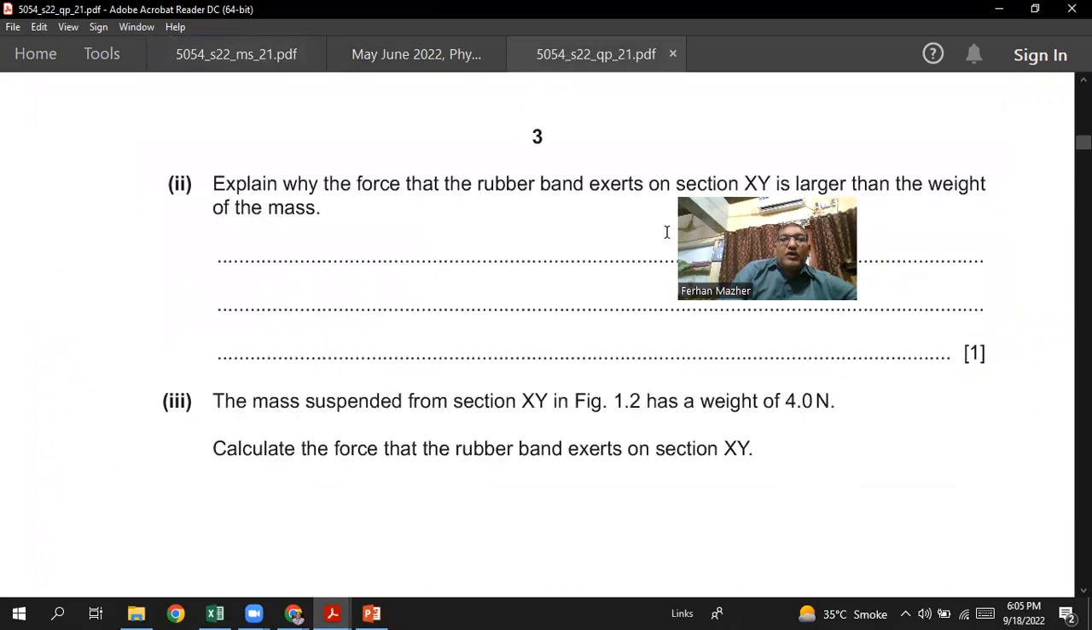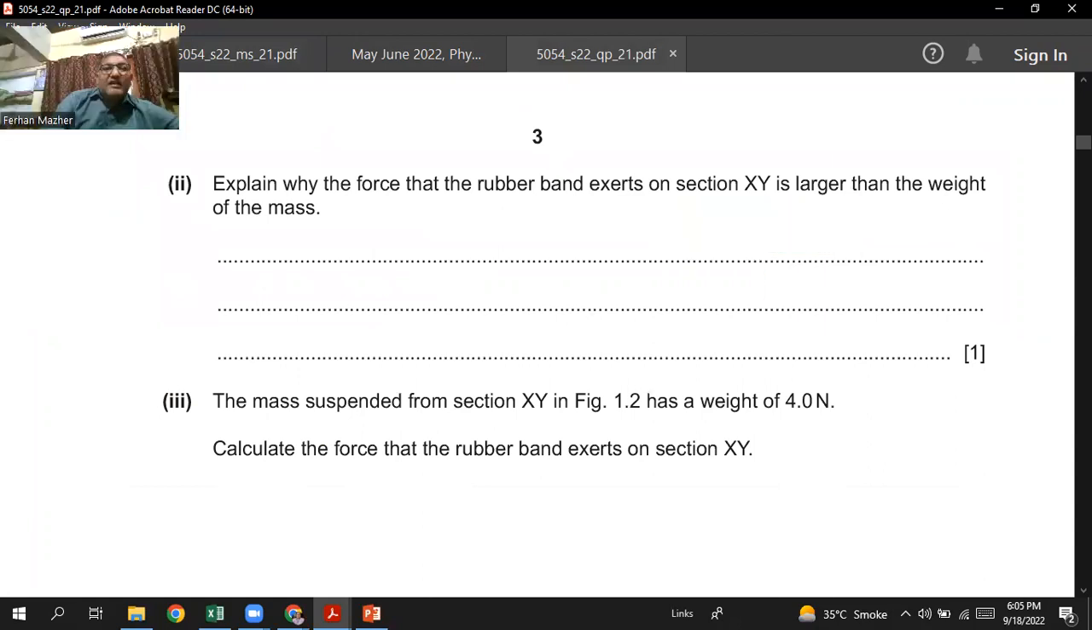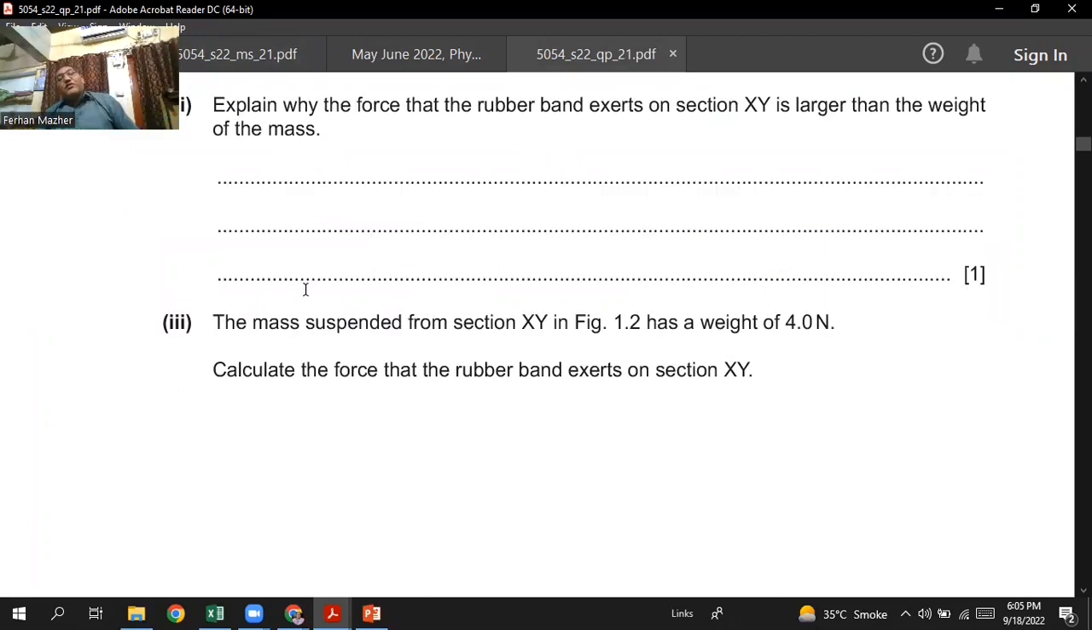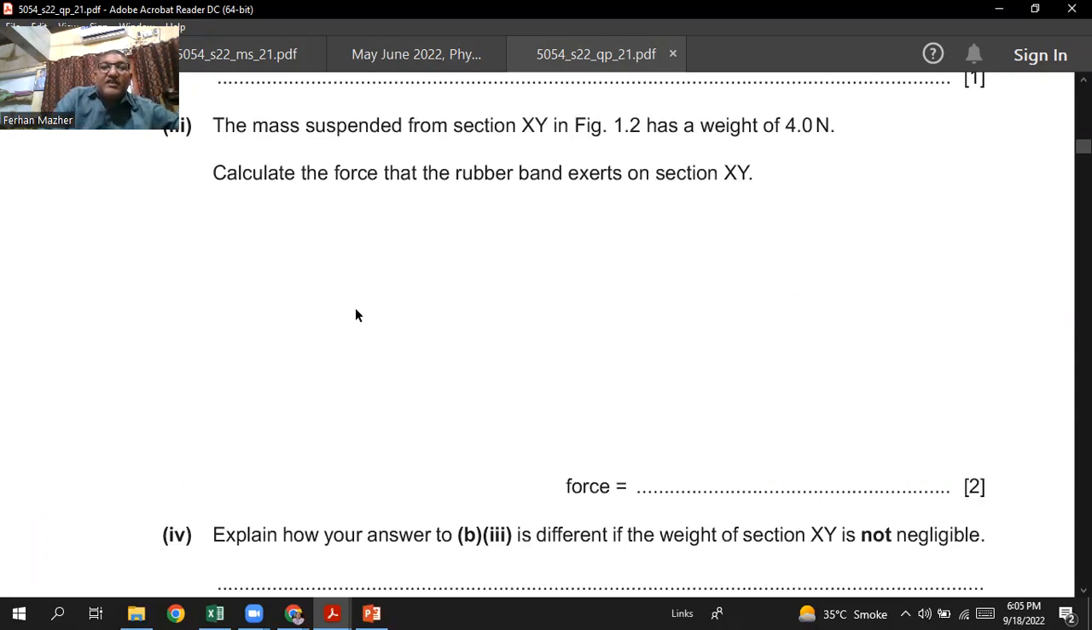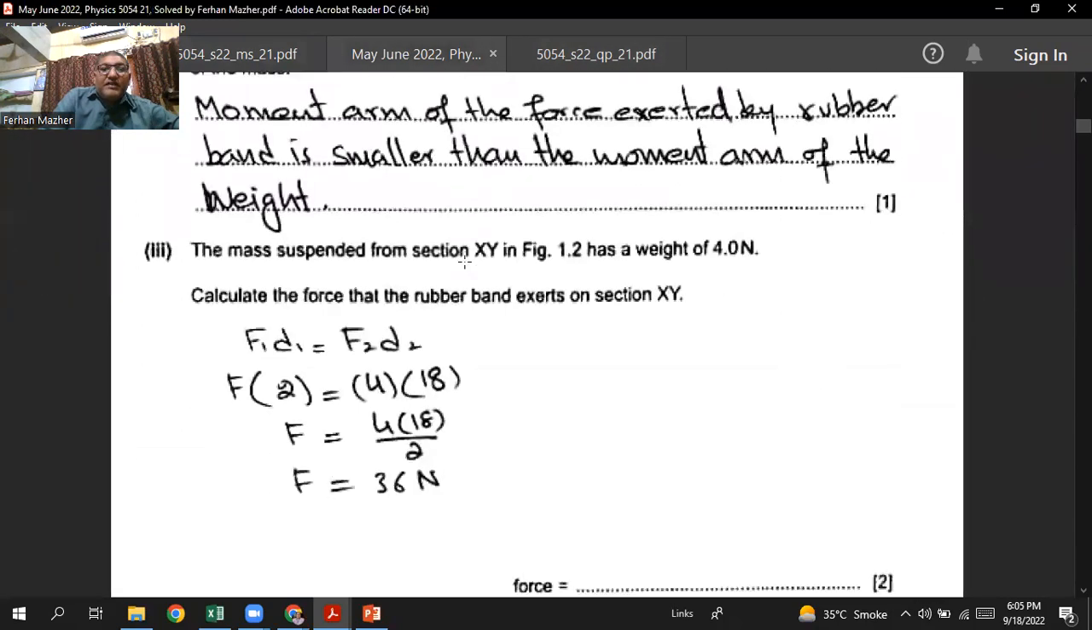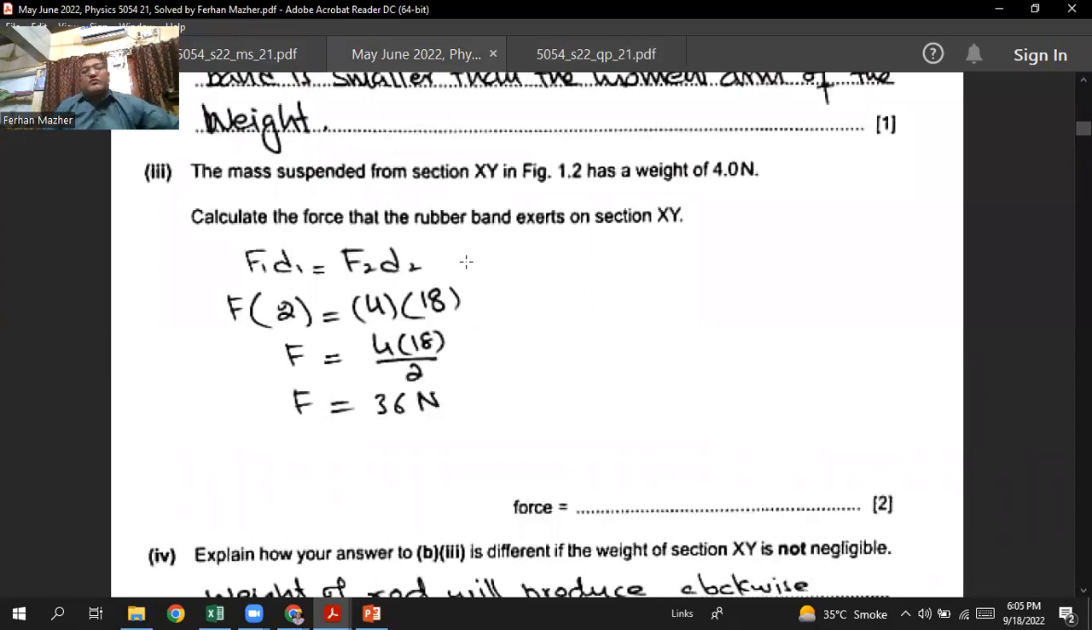Then the question is, the mass suspended from the section XY in figure 1.2 has a weight of 4 Newton. Calculate the force that the rubber band exerts on the section XY. Very simple. The clockwise moment and anti-clockwise moment will be equal.